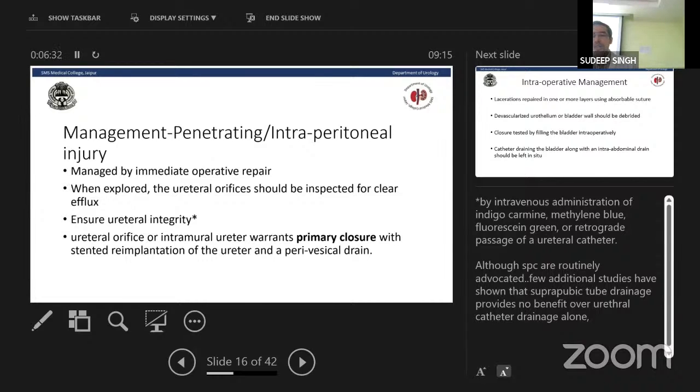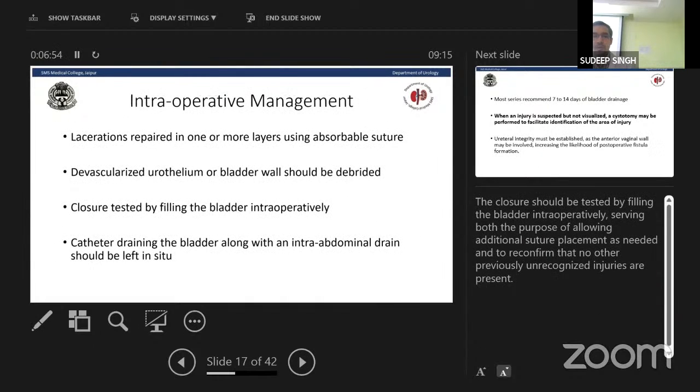Although SPCs are routinely advocated, some studies have shown that SPC drainage provides no extra benefit over urethral catheter drainage alone. If the ureteral orifice and the ureters are injured, they warrant primary closure with a stent, like a DJ stent placed in the ureter, and a perivesical drain is also kept. Intraoperative management in case of iatrogenic injuries: the lacerations need to be repaired in one or more layers using absorbable sutures.